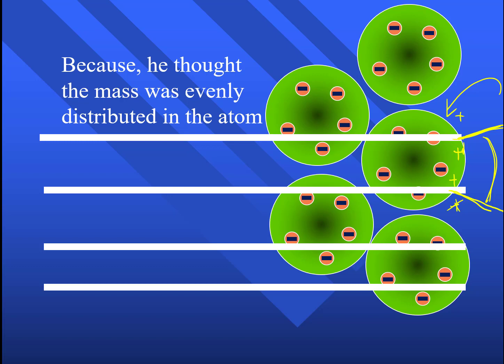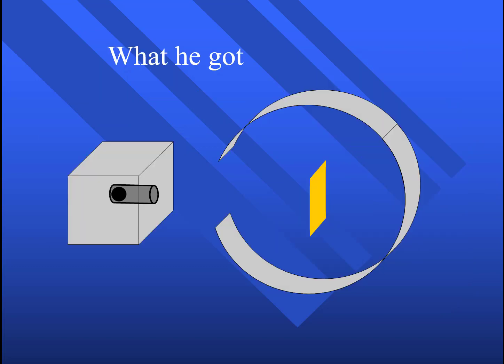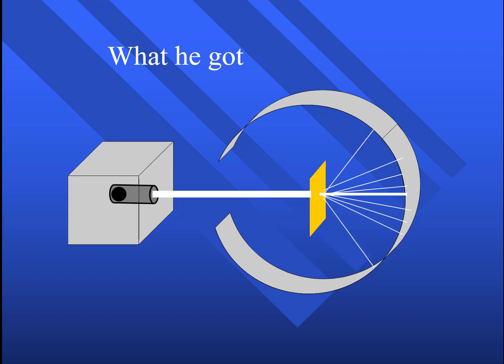So he ran his experiment. And what he got was this. Okay. Most of them went straight through. And a few turned a little like he expected them to. Even fewer spread more, and that surprised him.